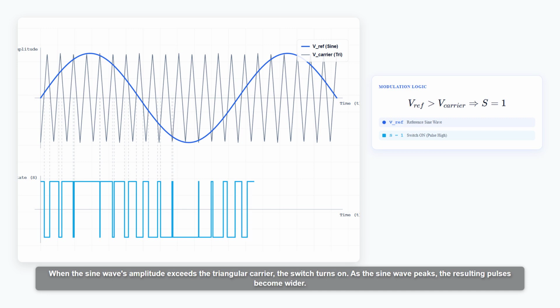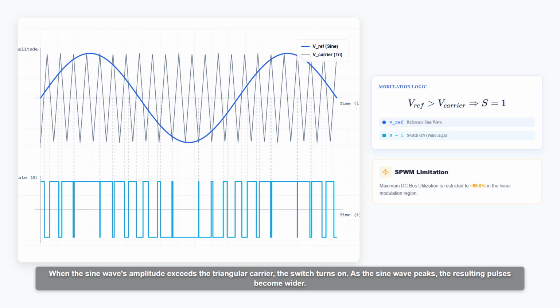When the sine wave's amplitude exceeds the triangular carrier, the switch turns on. As the sine wave peaks, the resulting pulses become wider. Whilst SPWM effectively minimizes lower order harmonics, it has a major limitation. It only utilizes about 86% of the available DC bus voltage.